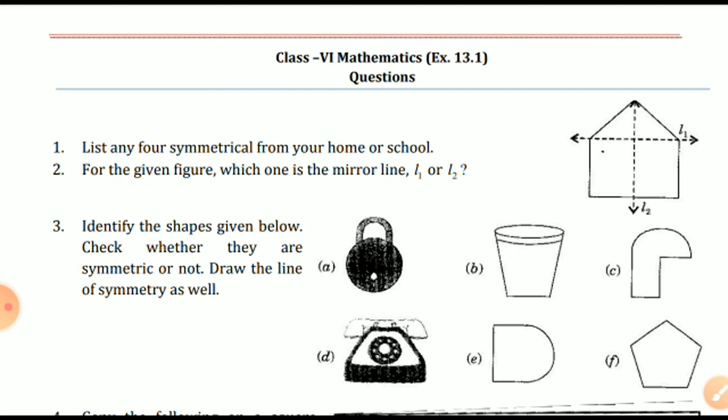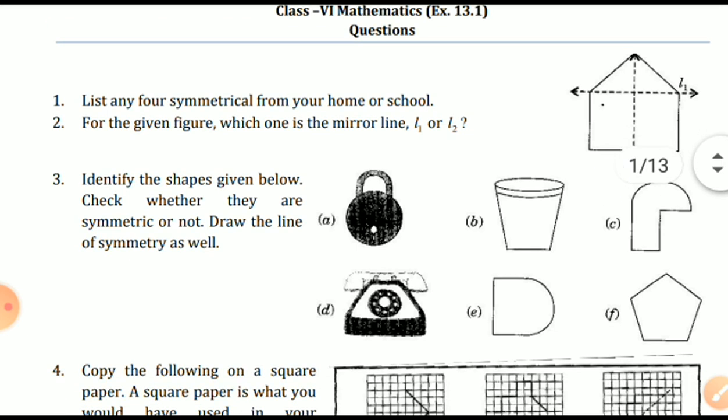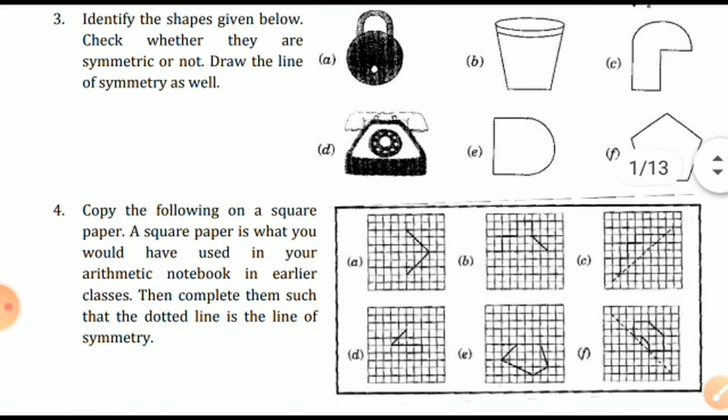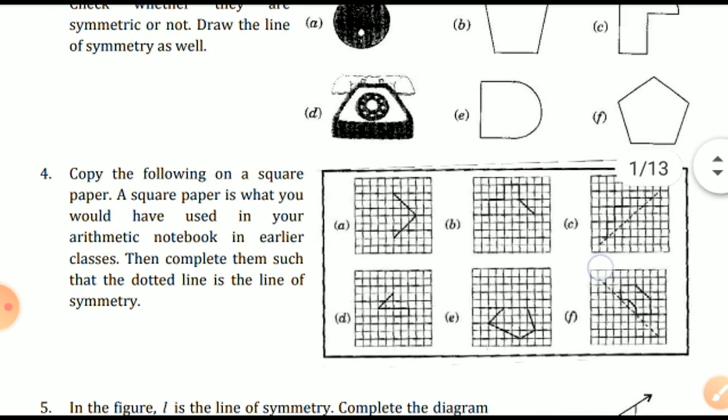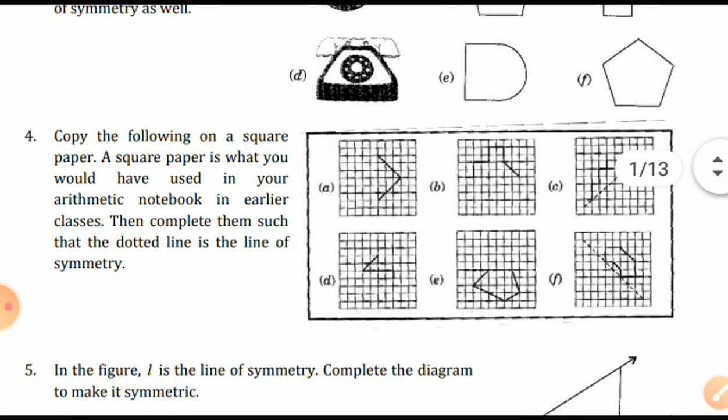Six figures are given. Figure A is showing a lock, B is showing a cup, C is showing a little bit like an F type, D is a telephone, an older dial telephone, and E and F are pentagons, isn't it? So we have to check. A very interesting question is here, my dear students.